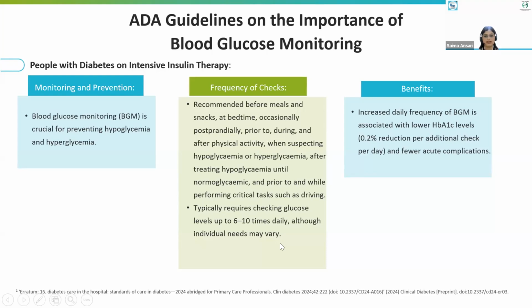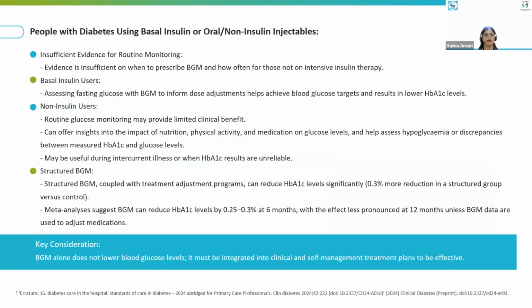So it typically requires checking glucose level up to 6 to 10 times daily, although individual needs may vary, obviously. And what benefit does it provide? Increased daily frequency of blood glucose monitoring is definitely associated with lower HbA1c levels, like a 0.2% reduction per additional check per day, and fewer acute complications such as hyperglycemia and hypoglycemia.